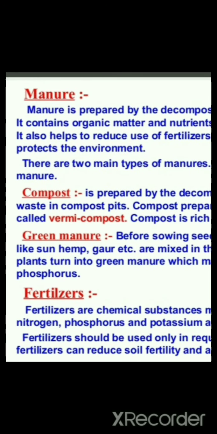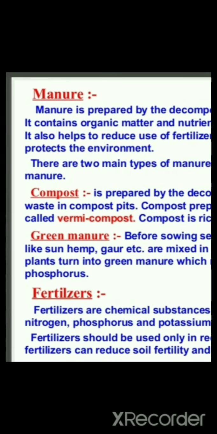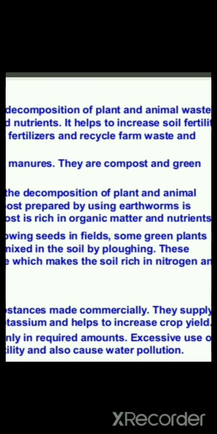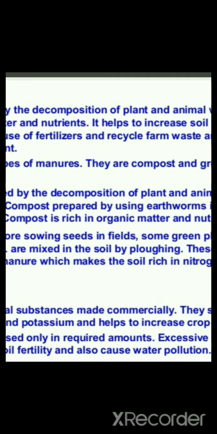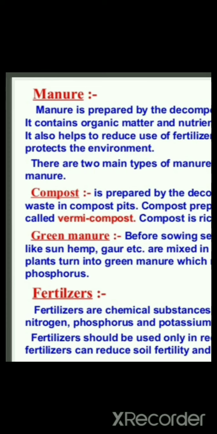Second type of manure is green manure. Before sowing seeds in fields, some green plants like sunhemp, guar, etc. are mixed in the soil by ploughing. These plants turn into green manure, which makes the soil rich in nitrogen and phosphorus.